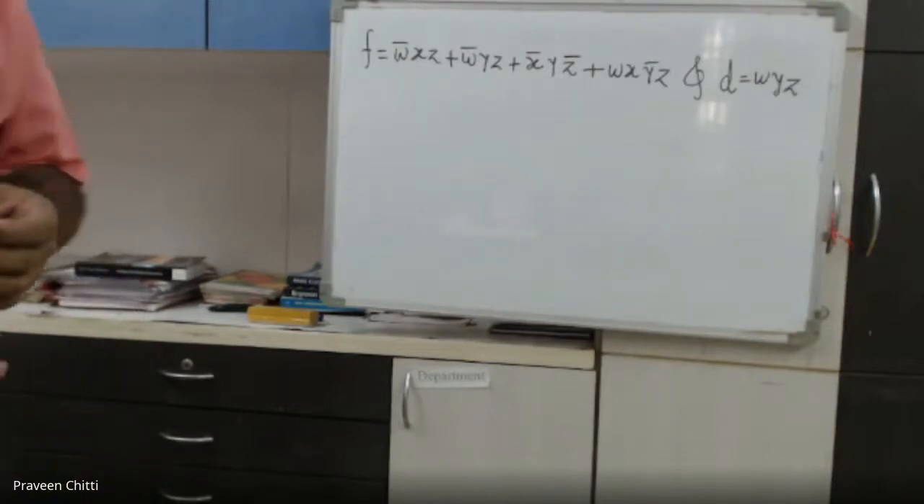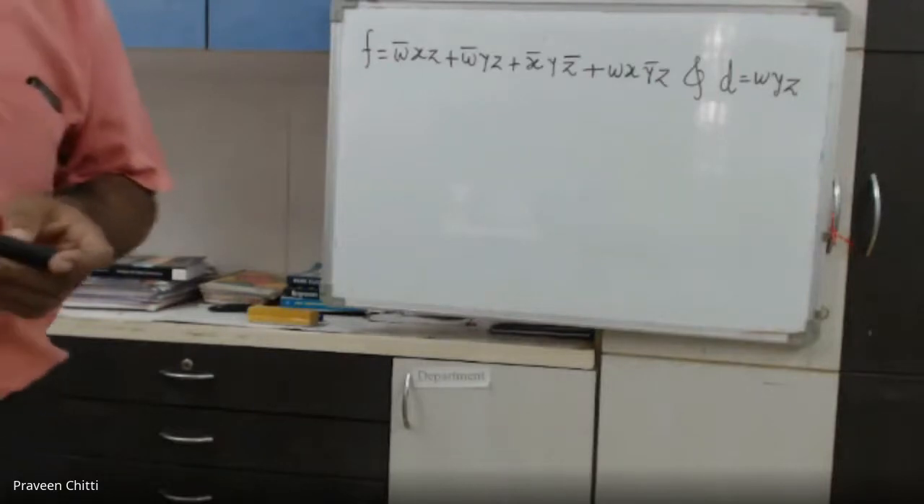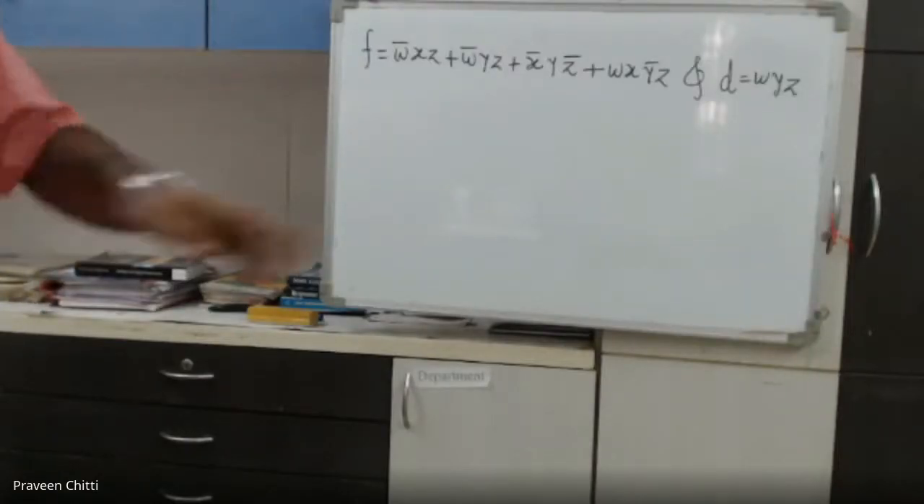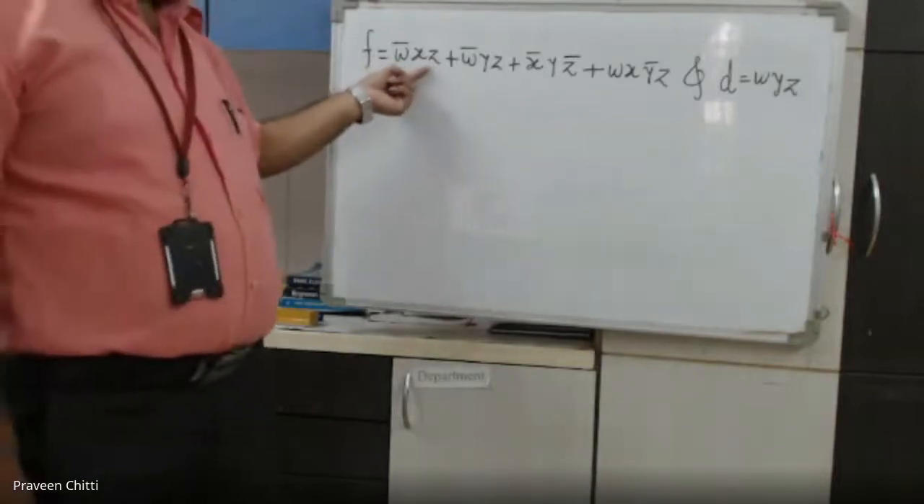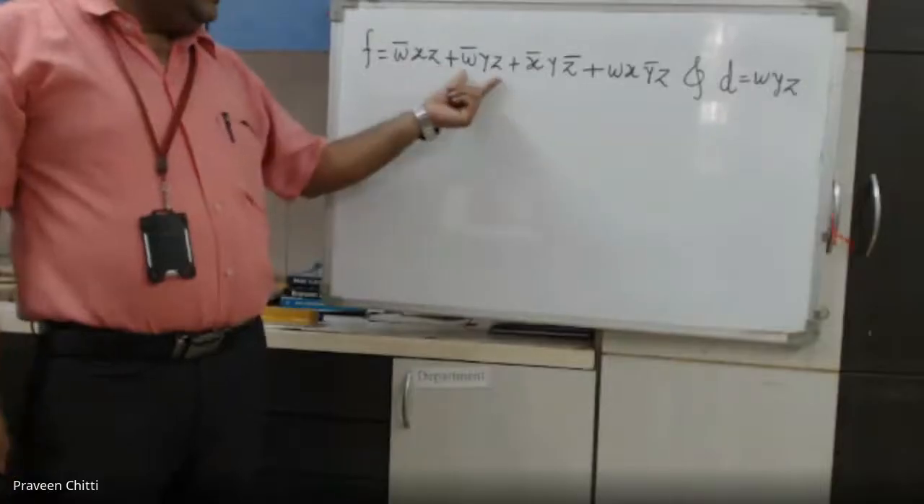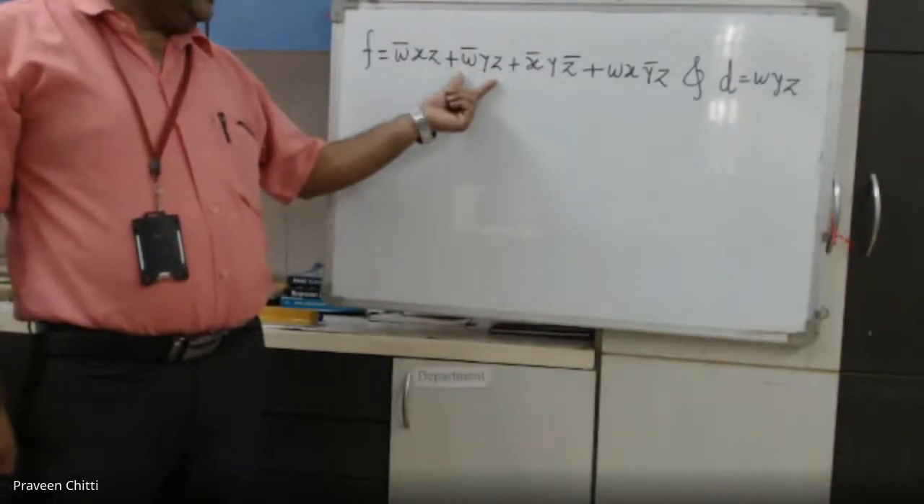How many variables does this expression have? Four variables. But each term does not have 4 variables. Here, how many are there? 3. Here, how many? 3. So 1 is missing. Which is missing here? Y. Here also 1 is missing. What is that? X.